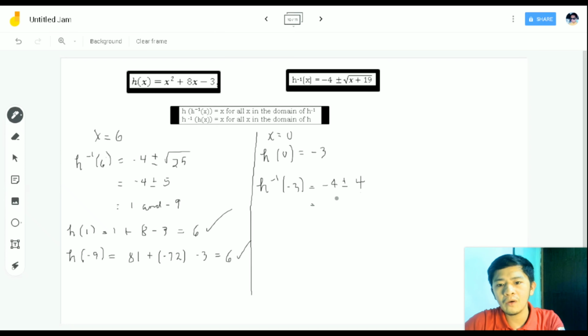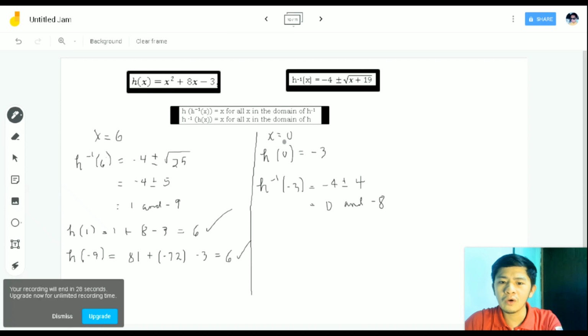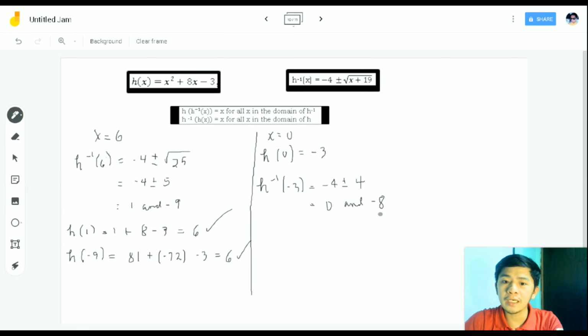Okay. So, negative 4 plus 4 is 0. And negative 4 minus 4 is negative 8. So, kung mapapansin nyo rito, sa pangalawa, hindi siya naging okay dahil dapat 0 lang, di ba? So, hindi siya naging okay. But if we are going to limit the, or we are going to restrict the domain, magiging okay siya. So, this is the process on how to find the inverse of this kind of function.